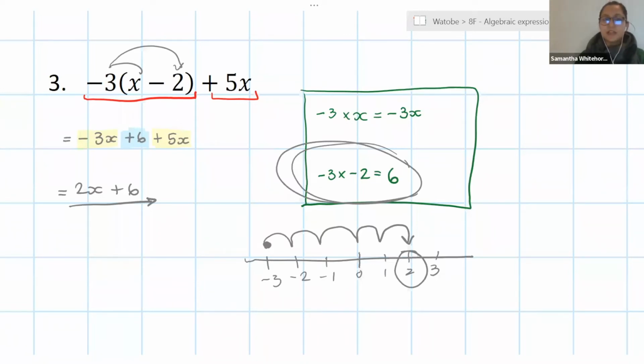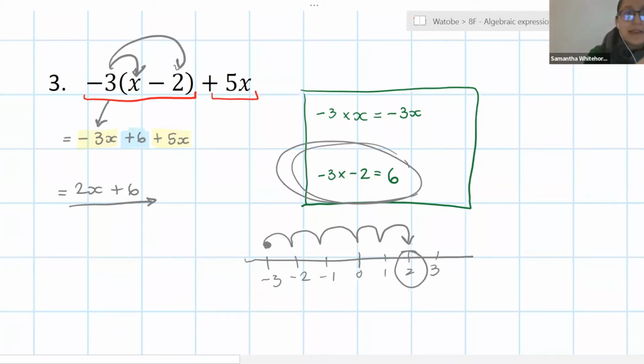Okay, guys, I just wanted to be very clear. The -3x and the +6, that's from the multiplication into my bracket. So when I multiply -3 times x, I get -3x. And when I multiply -3 times -2, I get +6. So that's just multiplication. That's it. Then I can go and collect my like terms. Right, so that is why I've got -3x plus 6, because I multiplied into the bracket.